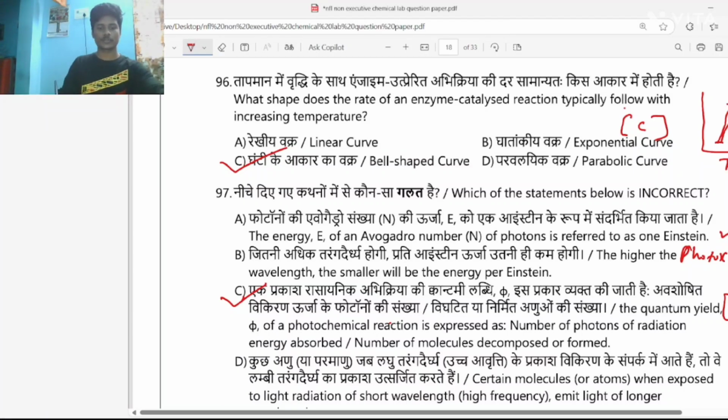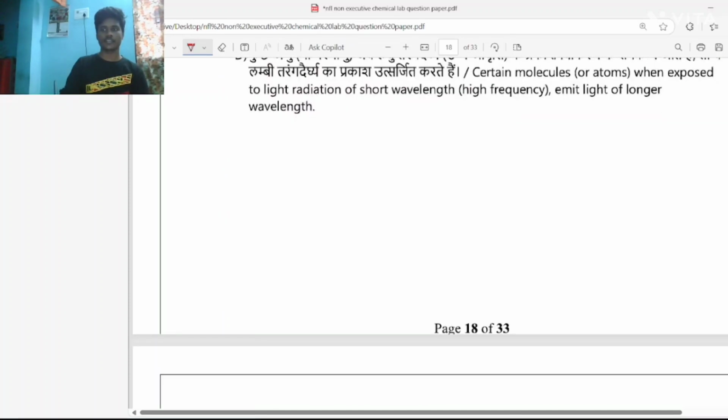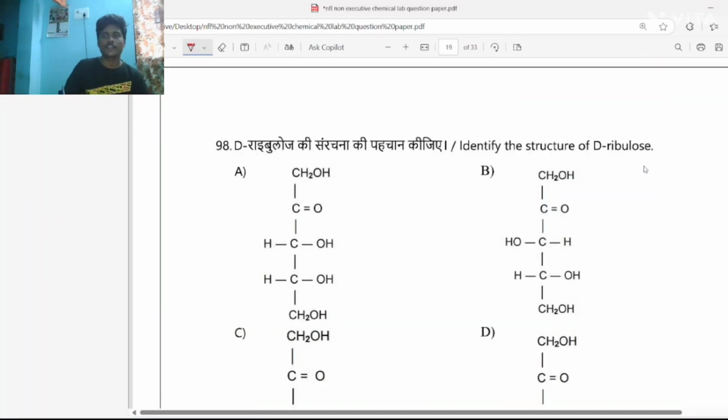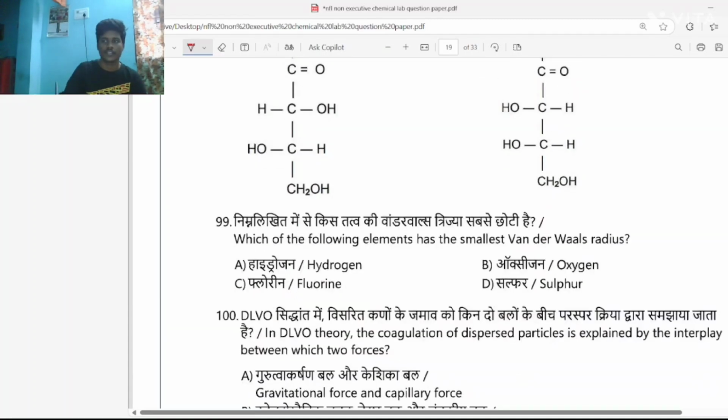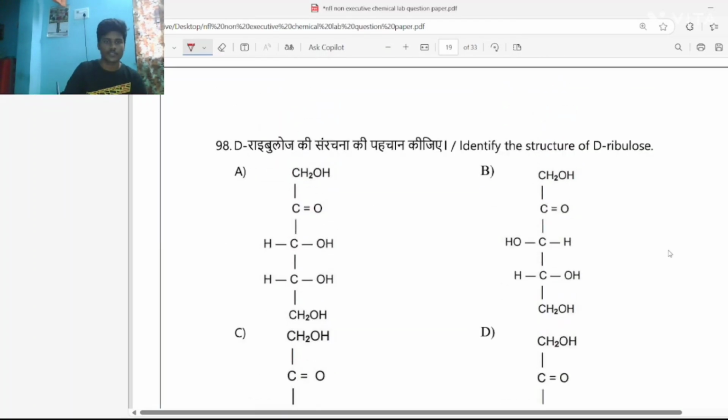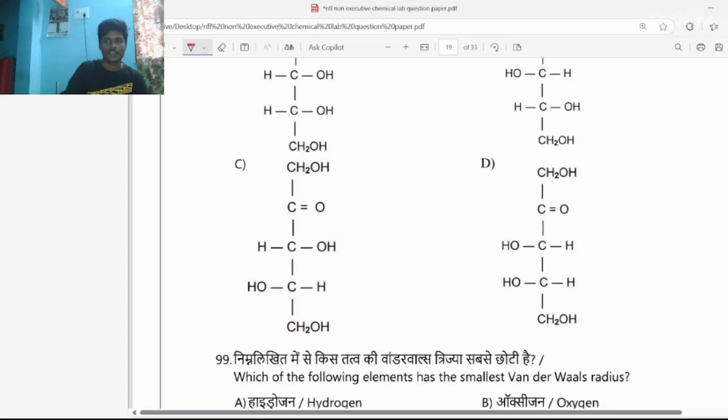Next question. Which of the following elements has the smallest van der Waals radius? Smaller the atom, smaller will be the van der Waals radius. Means size is directly proportional to van der Waals radius. So here the smallest atom is hydrogen. So obviously the answer is option A.